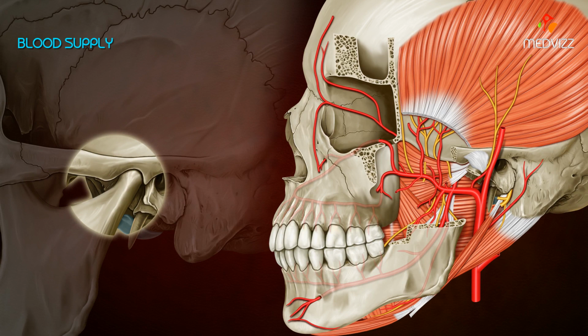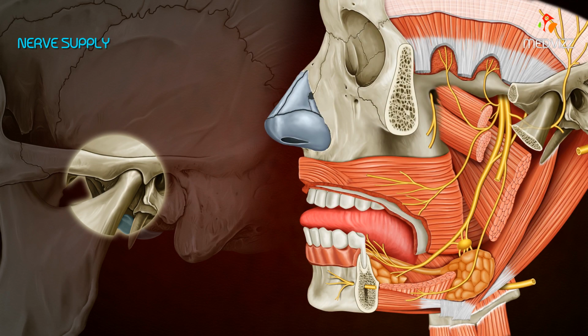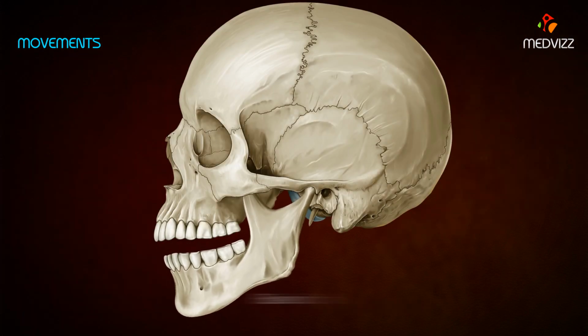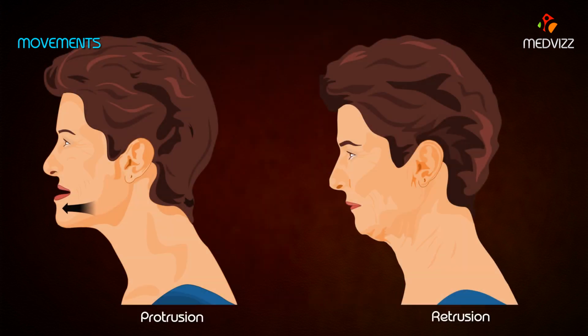The vascular supply is from branches of the superficial temporal as well as maxillary artery. The nerve supply is mainly by the auriculotemporal nerve as well as the masseteric nerve. What about the movements of the temporomandibular joint? The movements are as follows: depression, elevation, protrusion, and retrusion.